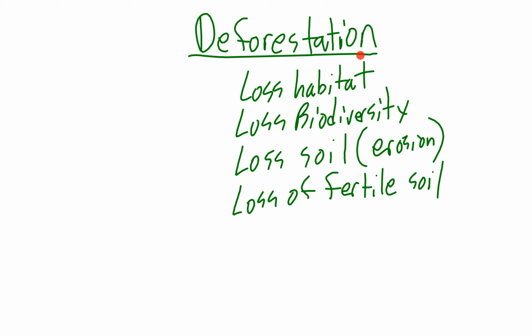Deforestation can cause a loss of habitat. Because you've lost the habitat, you lose biodiversity. Because you've cut down the trees, the forest, you lose soil because of erosion. And because you're losing your topsoil, the soil left behind is going to be less fertile than the soil you started with. So deforestation can be bad.